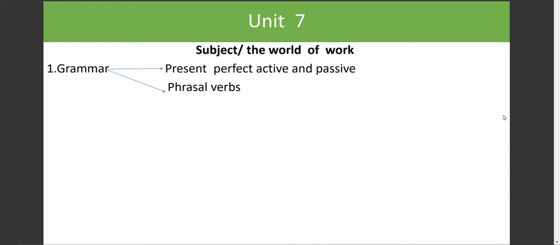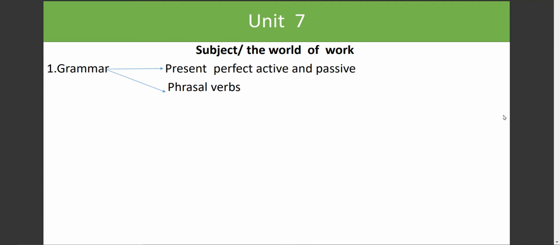طلبة المرحلة الثالثة الأعزاء، اليوم نتحدث عن Unit 7 الوحدة السابعة. So today we talk about Unit 7 subject, the world of work. So we start with the grammar. We have present perfect, active and passive, and then we have phrasal verbs. So we have two topics here.